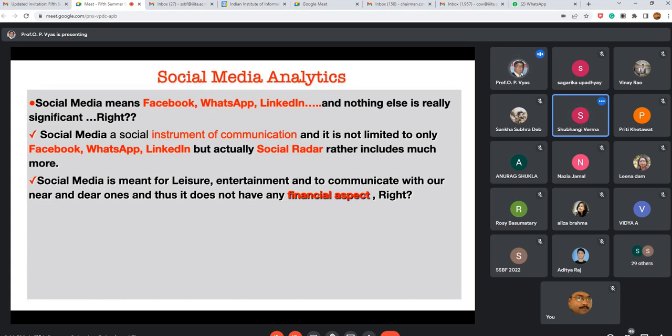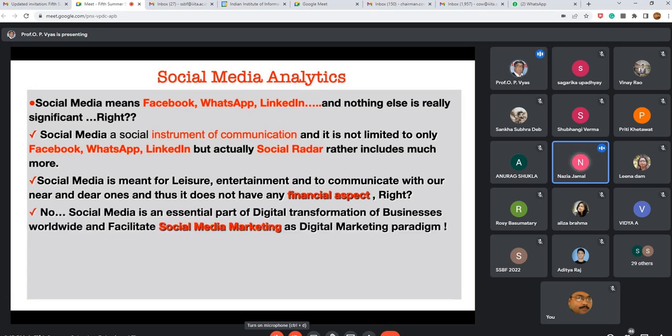Okay. So we all agree that social media is not at all limited now to leisure, entertainment, and just communication. It has some very serious financial aspects. Yes, sir. Rather, these days our demand is driven by social media ads only. We have this digital marketing concept and things like that.